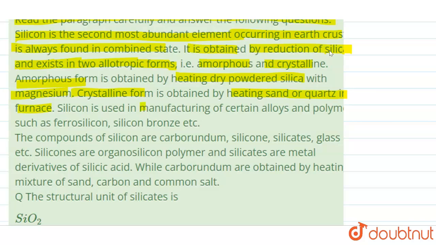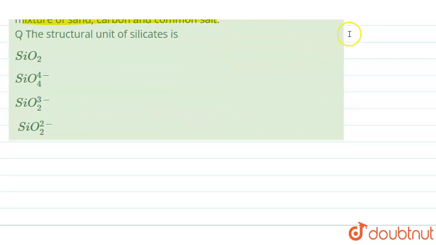Silicon is used in the manufacturing of certain alloys and polymers such as ferrosilicon, silicon bronze, etc. Compounds of silicon are carborundum, silicone, silicates, glass, etc. Silicones are organosilicon polymers and silicates are metal derivatives of silicic acid, while carborundum is obtained by heating a mixture of sand, carbon and common salt. So the structural unit of silicates is: SiO2, SiO4 4 minus, SiO2 3 minus, SiO2 2 minus.